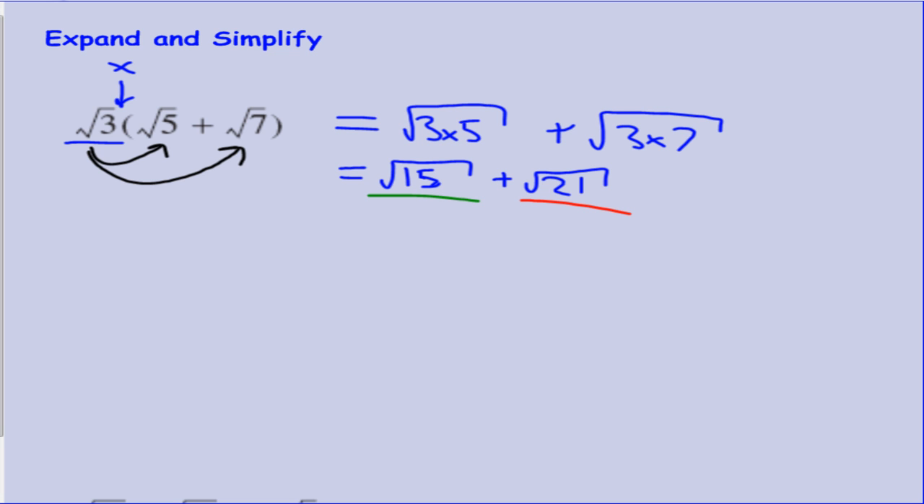Can we simplify those? Is there any factor that is a perfect square that goes into 15? No, I can't think of one. Is there any that goes into 21? No. So that is as simple as our answer can become.